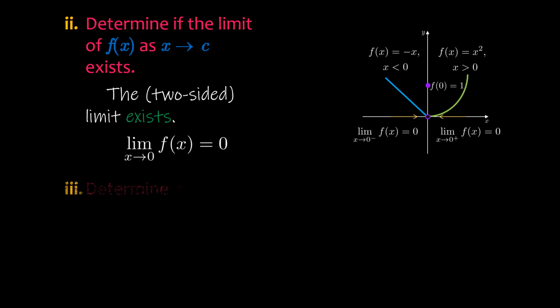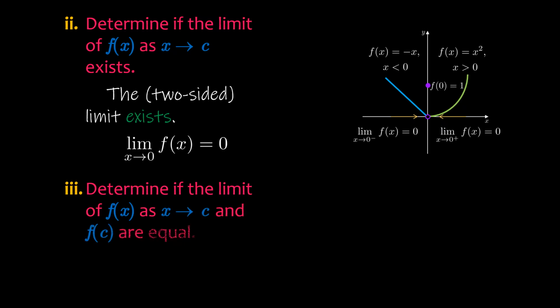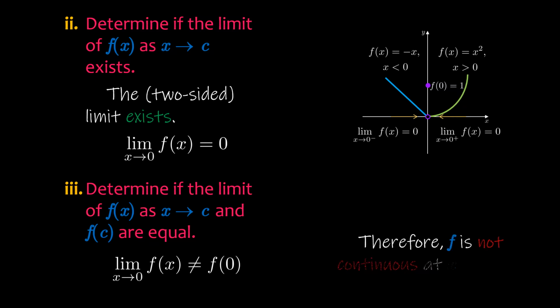Third, determine if the limit of f of x, as x approaches c, and f of c are equal. The limit of f of x, as x approaches 0, is not equal to f of 0. Therefore, f is not continuous at x equals 0.